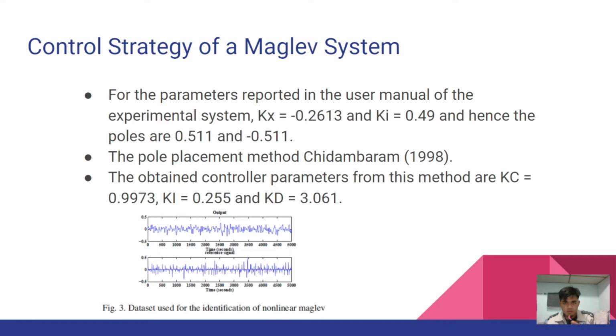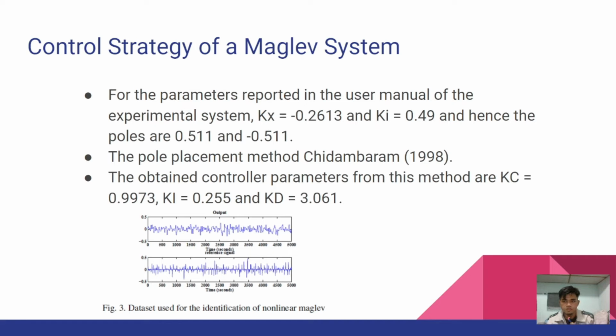For the parameters reported in the user manual of the experimental system, we get Ks equal to negative 0.2613 and Ki equal to 0.49. Hence, we get the poles 0.511 and negative 0.511. The controller is designed based on the linear model by the pole placement method, Seborg 1998, and the basis of the pole placement method is to choose the closed loop pole and also to assume the mode of controller.